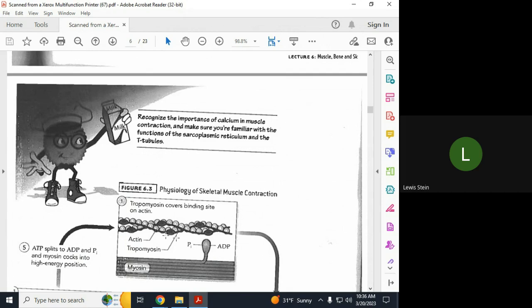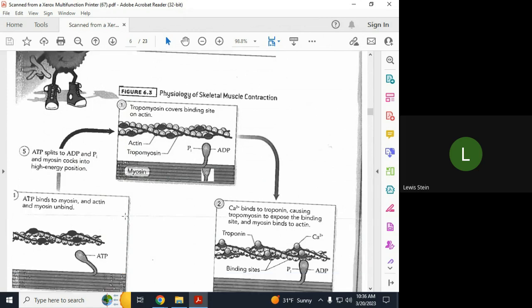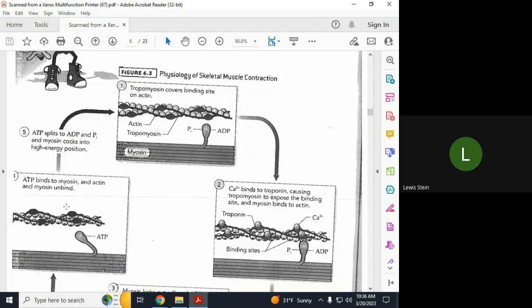But you should look at that sequence. I don't know if that's going to be important, but here the ATP splits into ADP and inorganic phosphate, and the myosin head cocks into position. So the inorganic phosphate is still there with the ADP when it's cocked. When it binds, they're showing you step by step.